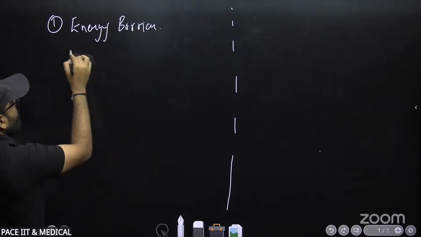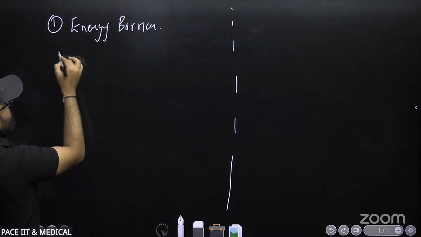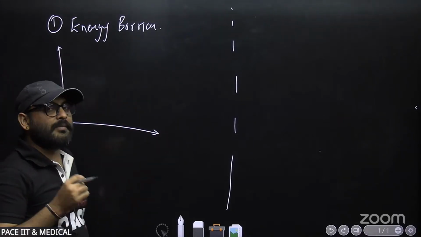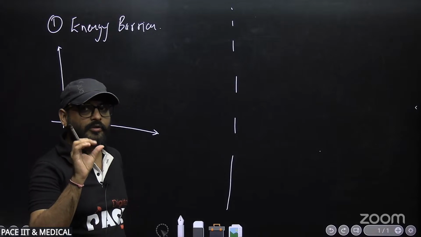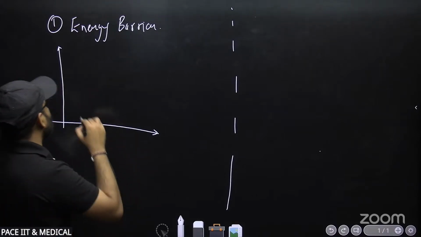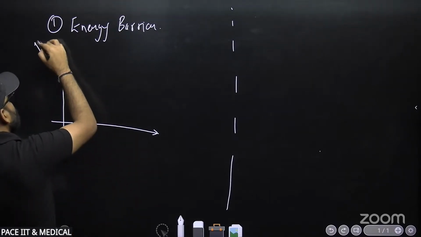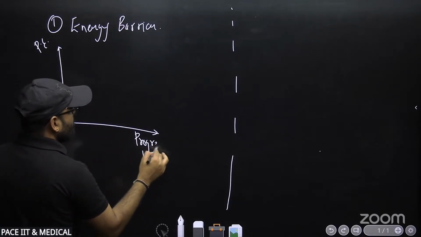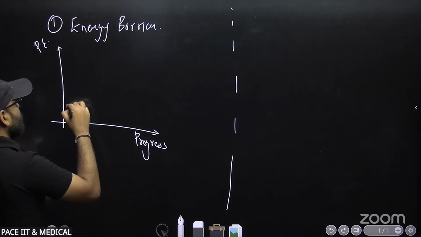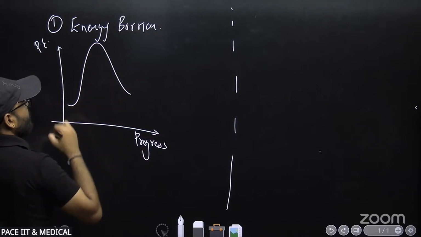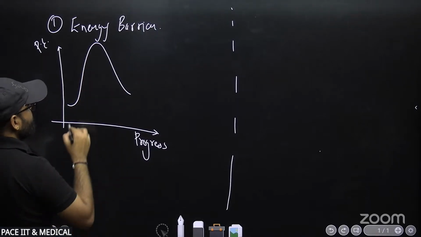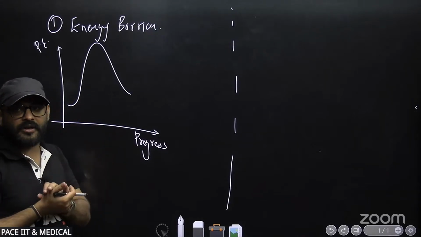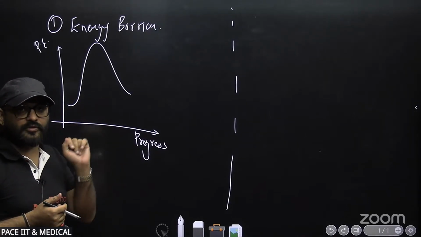Here, I'm drawing two graphs. While comparing elementary and complex reaction, we have drawn some graphs. Remember those graphs? This is potential energy and this is progress of reaction. If I'm making a graph like this, can you tell me this graph is for endothermic or exothermic? Come on. This is for endo or exo?